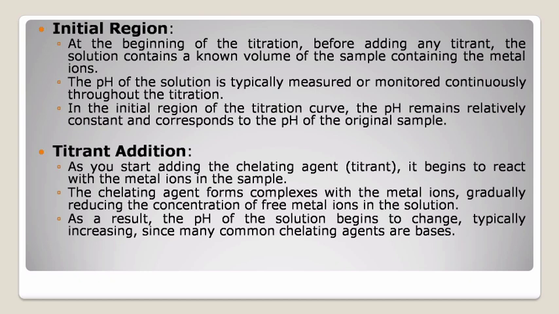Second, titrant addition. As you start adding the chelating agent, the titrant, it begins to react with the metal ions in the sample. The chelating agent forms complexes with the metal ions, gradually reducing the concentration of free metal ions in the solution. As a result, the pH of the solution begins to change, typically increasing, since many common chelating agents are bases.